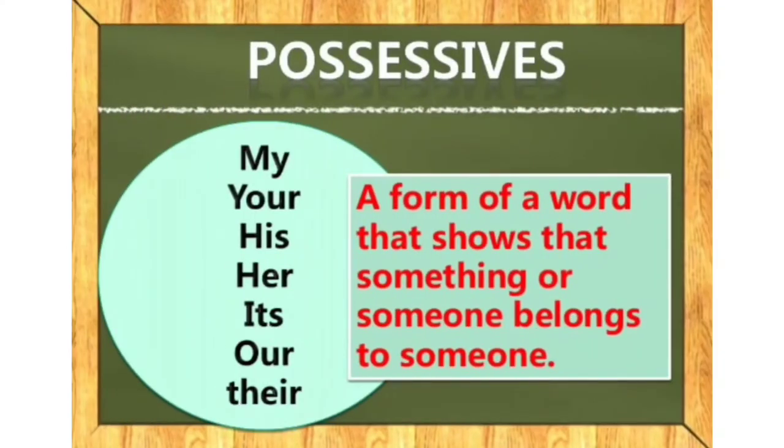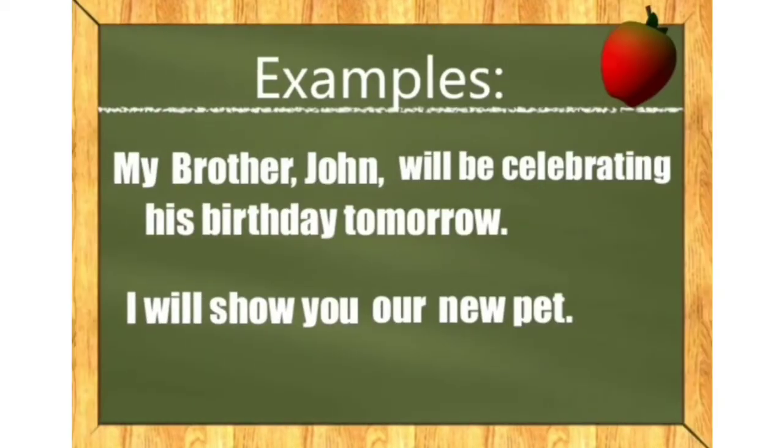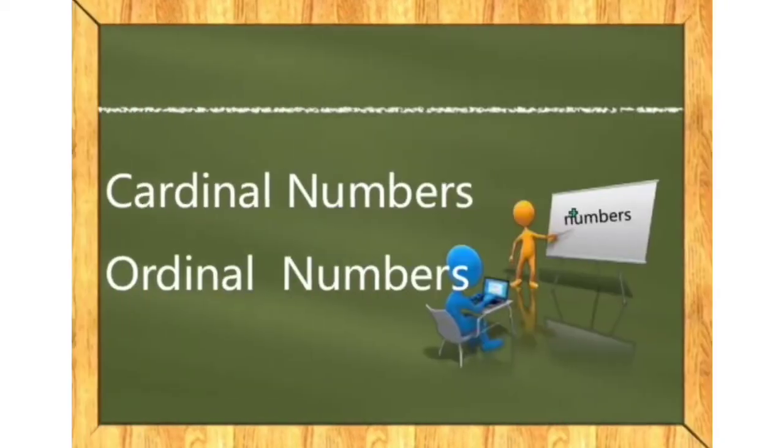Possessives: my, your, his, her, its, our, their. Possessive is a form of word that shows that something or someone belongs to someone. Possessives are used to show who or what the thing or the noun belongs to. Example: My brother John will be celebrating his birthday tomorrow. I'll show you our new pet.